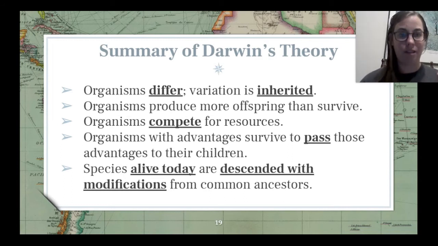organisms are different, and that variation is inherited. We learned that. Organisms produce more offspring than can survive. There's overpopulation. Organisms compete for resources. Because there are more offspring than can survive, they're going to compete for living space, for food, for mates. Organisms with advantages survive to pass on those advantages to their children. The species alive today descended from modifications from common ancestors.